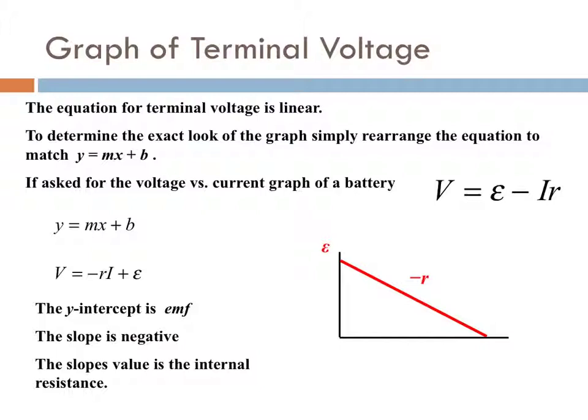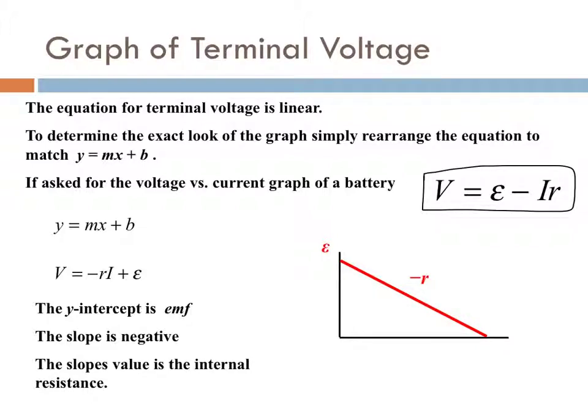Now here we have a graph of terminal voltage. The equation for terminal voltage is linear, as we can see in this equation. To determine the exact look of the graph, simply rearrange the equation to match the y equals mx plus b equation that you're more used to.